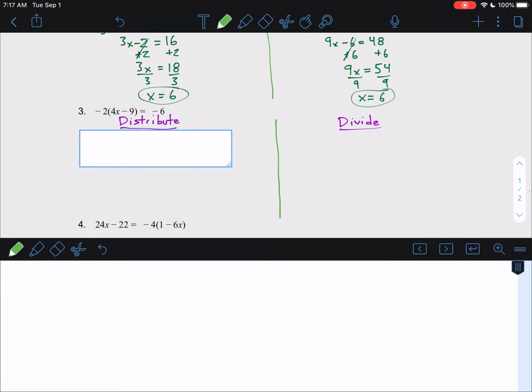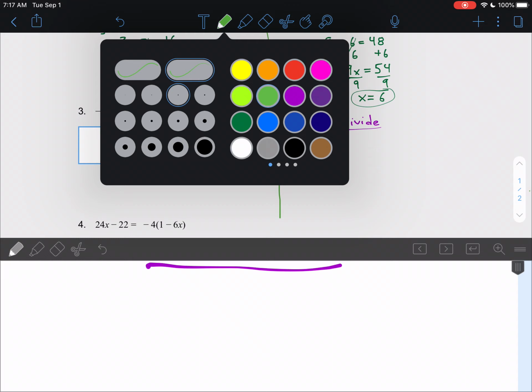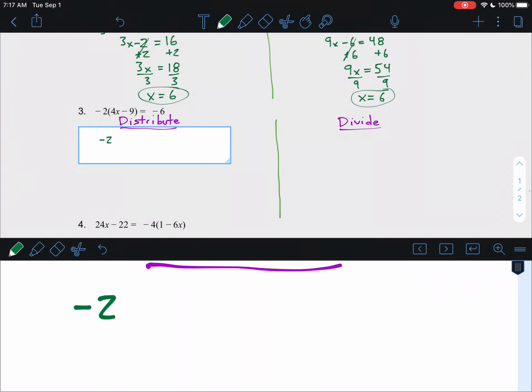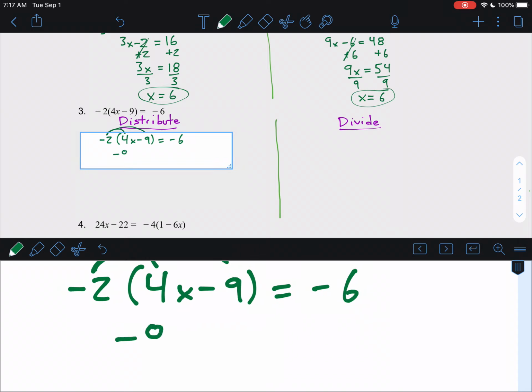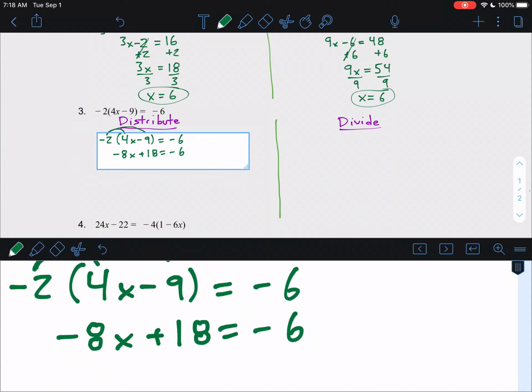Okay, this one I could solve either way as well. So let's see. I'm going to start by rewriting the problem. So I have negative 2 times 4x minus 9 equals negative 6. And distributing, because that's the method we're using on this side, negative 2 times 4x is negative 8x. Negative 2 times negative 9 is positive 18. So equals negative 6. So negative 8x plus 18 equals negative 6.